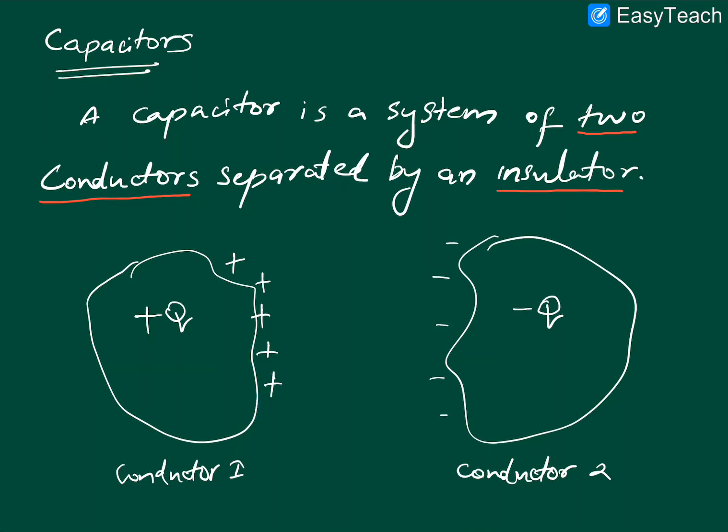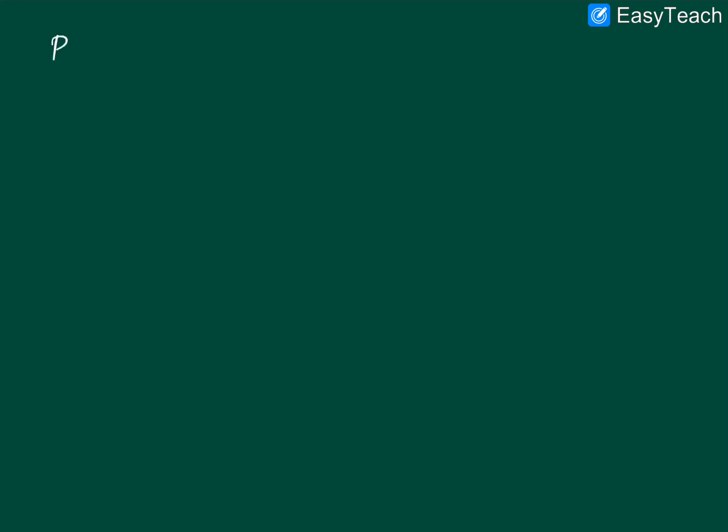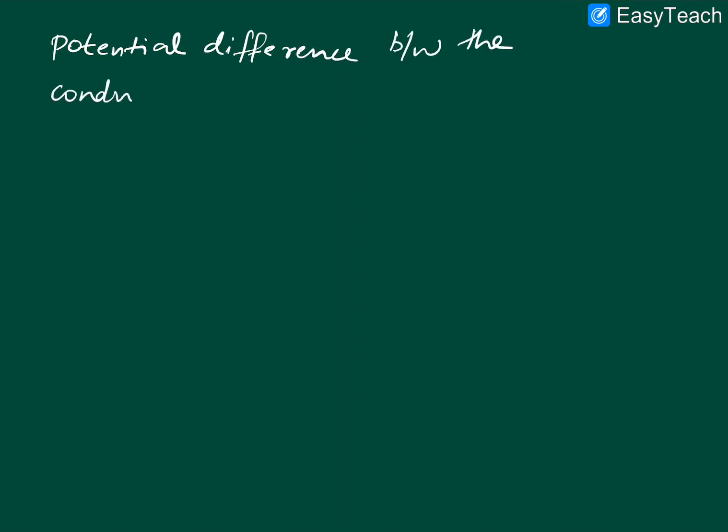When you give some amount of charge to a conductor or any system, it will have a potential. So let us say that V1 is the potential of conductor 1 and V2 is the potential of conductor 2. V1 and V2 are different because charges are different. So there will be a potential difference between the conductors: V is equal to V1 minus V2.